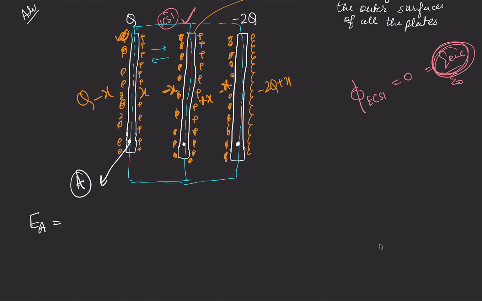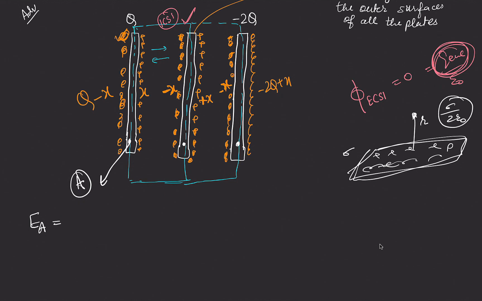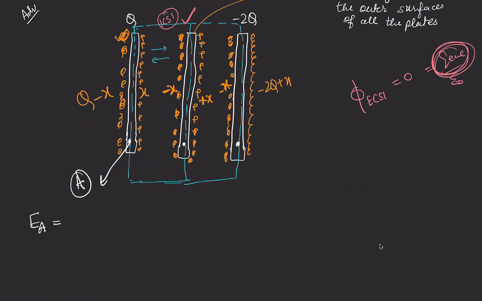Now to calculate the electric field at point A, we will use the formula for an infinite surface with charge density sigma, which we derived in the previous lecture. If charge density is sigma, then at any point R, the electric field is sigma by 2 epsilon naught, which is independent of R. So it does not depend on the distance. So we can assume that in this question we have 6 infinite large plates: 1, 2, 3, 4, 5, 6.